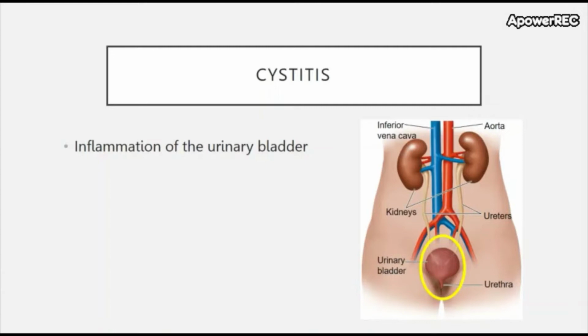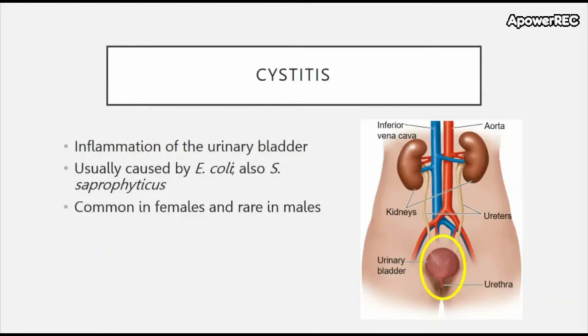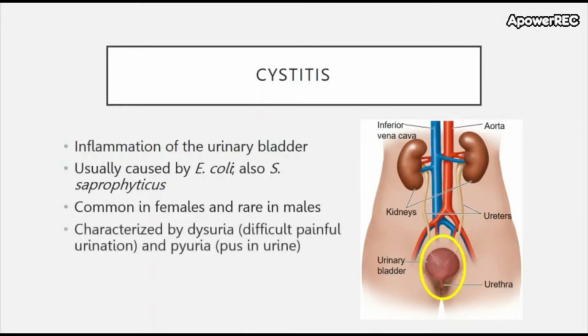Cystitis, or urinary bladder infection, is usually caused by E. coli, but also sometimes Staphylococcus saprophyticus. It is much more common in females and rare in males. The reason for this is that females have a much shorter urethra than men, about 2 inches compared to about 8 inches. Also, the urethra tends to be closer to the anus than in men.